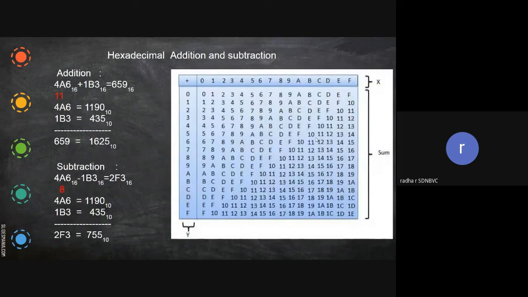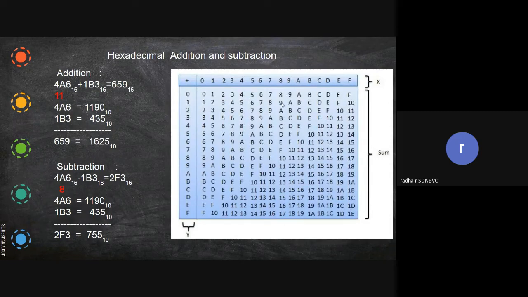Then hexadecimal addition and subtraction. Here in hexadecimal, 4A6 plus 1B3. The answer is also given here. Now 4A6, you write like this, and 1B3. So here if you check, after 9 comes A, B, C, D, E, F.